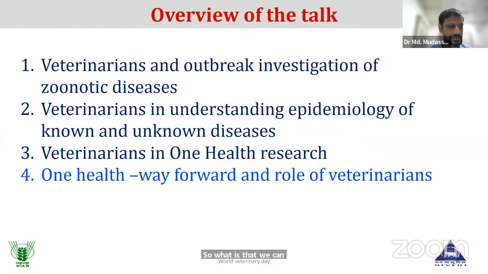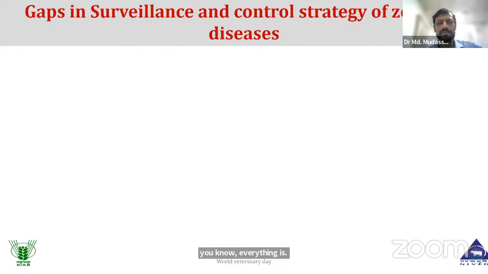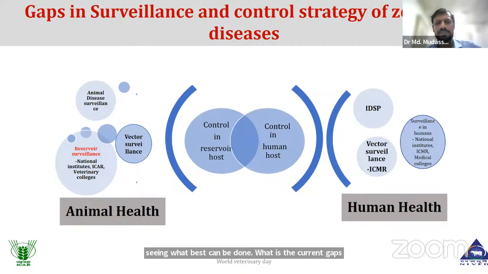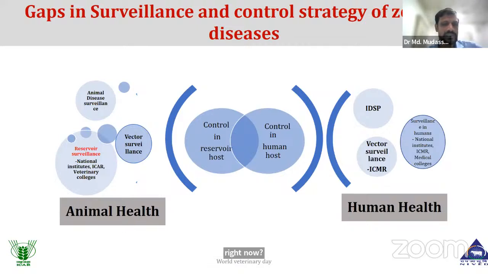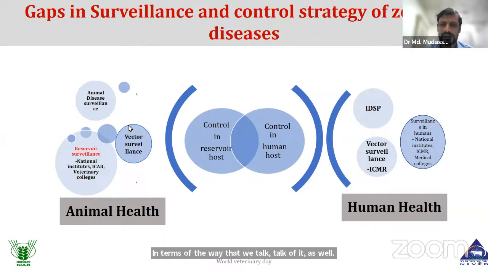It's not like everything is perfect. We always need to see that we are improving and see what best can be done. What are the current gaps right now? If you see on the left side, there are a lot of activities on the animal health side, and a lot of activities going on on the human health side, whether you talk of vector surveillance, there are different reporting mechanisms.